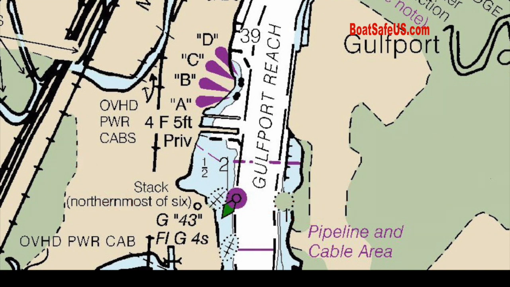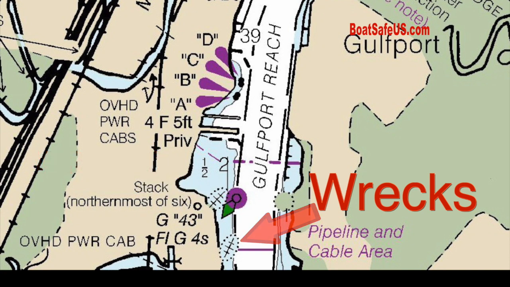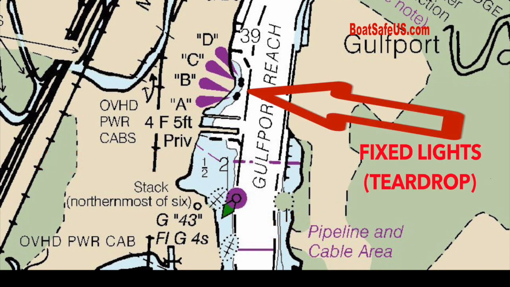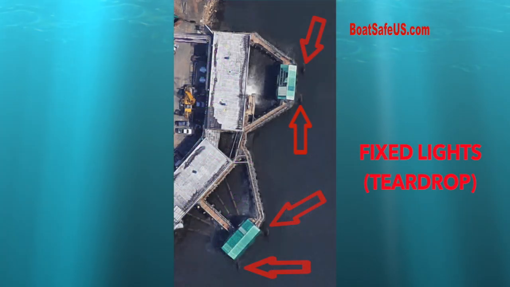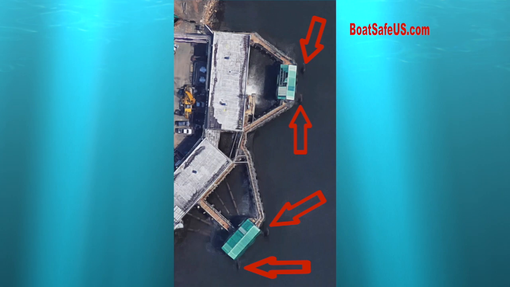Be aware of football-like objects on a nautical chart, as these are indicators of wrecks. Teardrop symbols represent lights that are fixed objects, either on pilings or on rocks. The teardrop symbols represent lights on pilings as seen from above at this dock on the Arthur Kill.